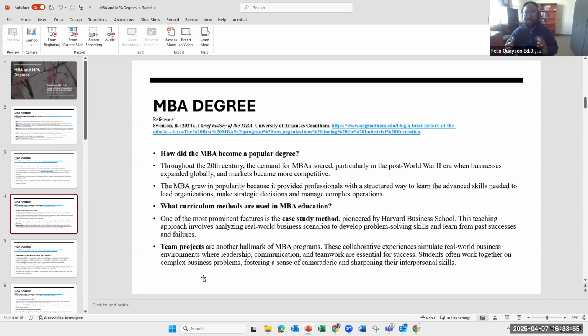Now, another curriculum method that world business schools use is called team projects. So team projects are basically collaborative experiences that simulate real world business environments where leadership, communication, and teamwork become essential, okay, for success. So students often work together on complex business problems, and they develop a sense of friendship, relationship building, and they sharpen their interpersonal skills.